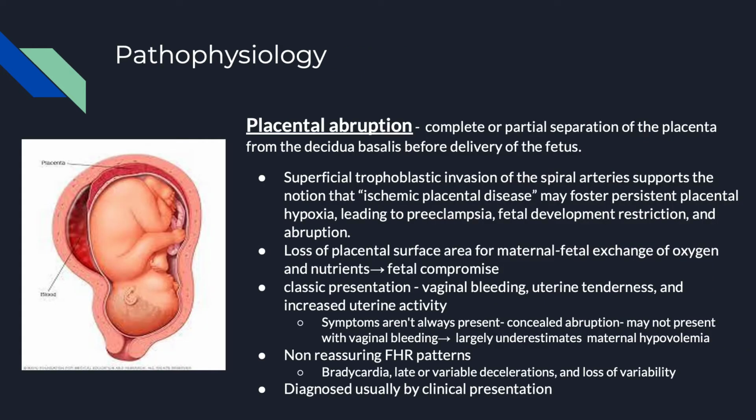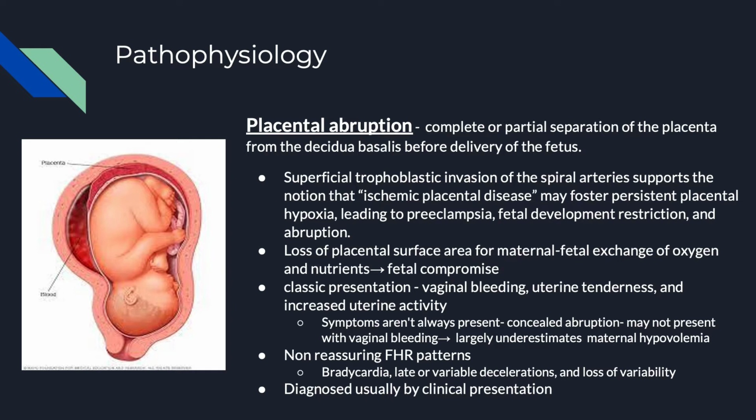So let's take a look at the pathophysiology. The definition of placental abruption is complete or partial separation of the placenta from the decidua basalis before delivery of the fetus. Premature placental separation is caused by rupture of the maternal vessels in the decidua basalis.